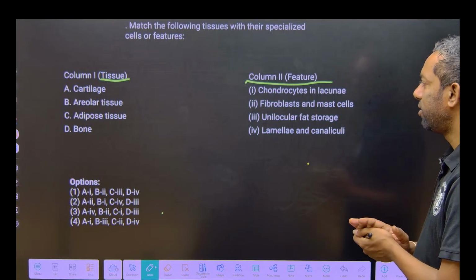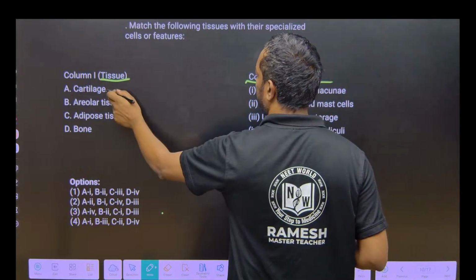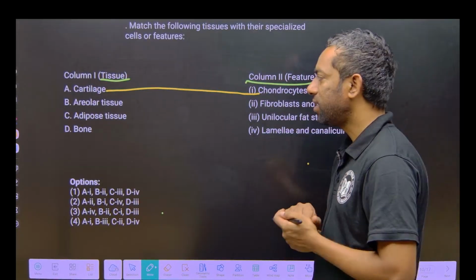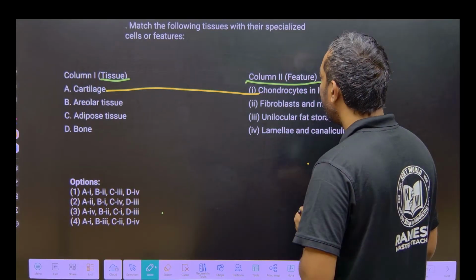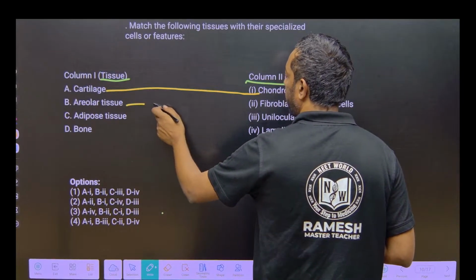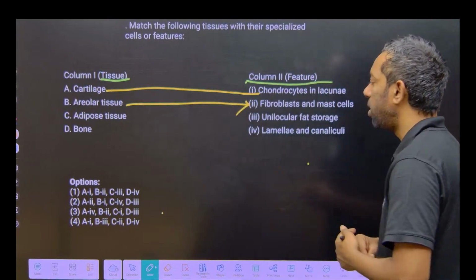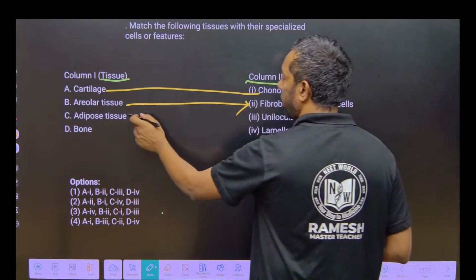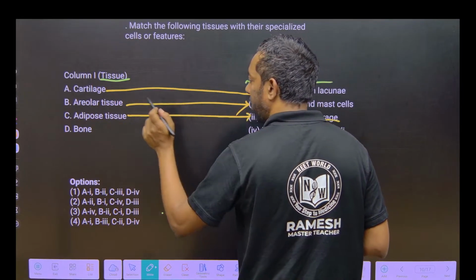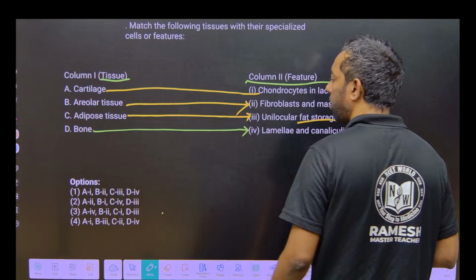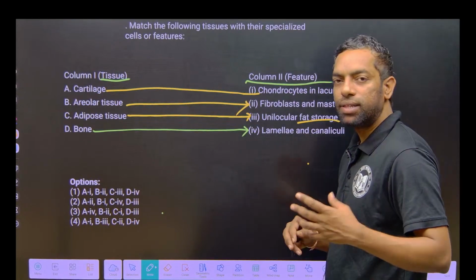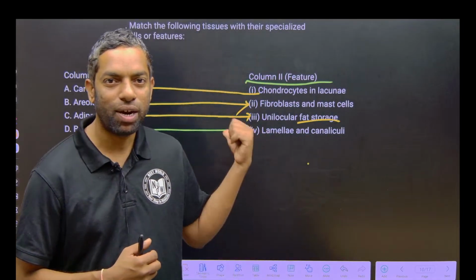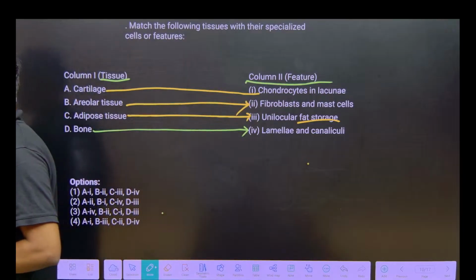So, guys, cartilage obviously chondrocytes. Chondrocytes produce the matrix in the cartilage, and areolar tissue as usual has fibroblast cells and mast cells. It is direct. Adipose tissue, the fat storage and unicellular, of course, and bone is direct. Guys, this is also a very important and very easy question about the tissue, their cells and their functions.